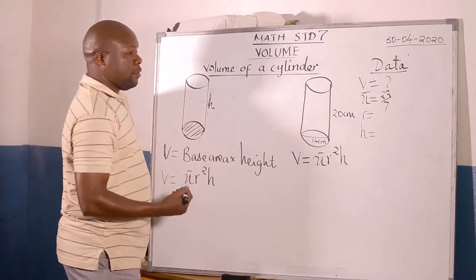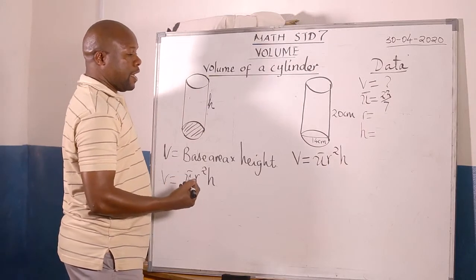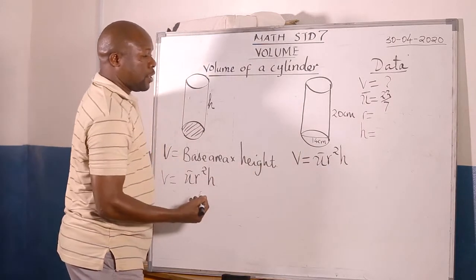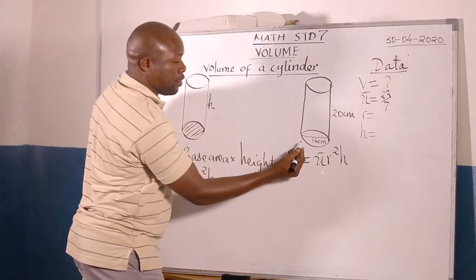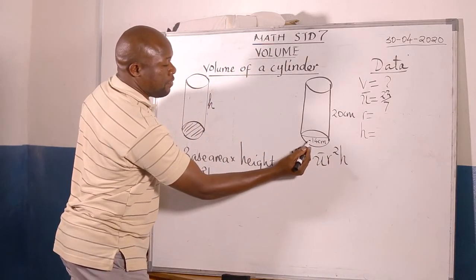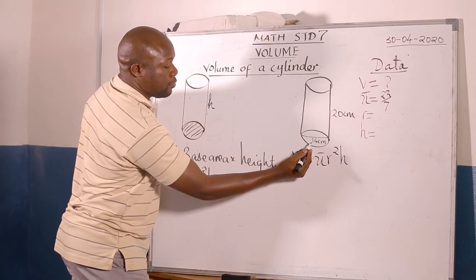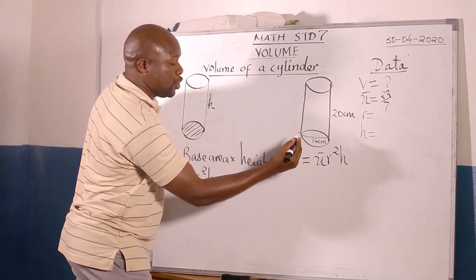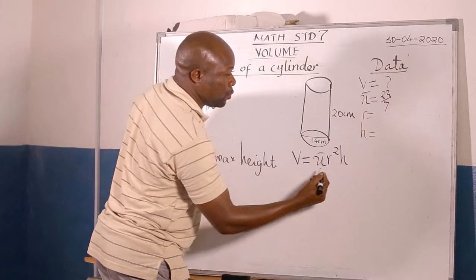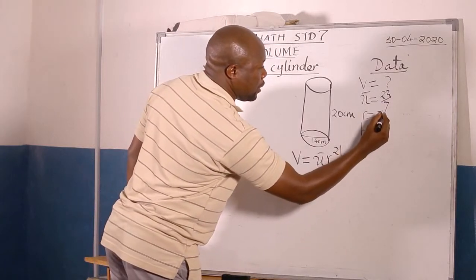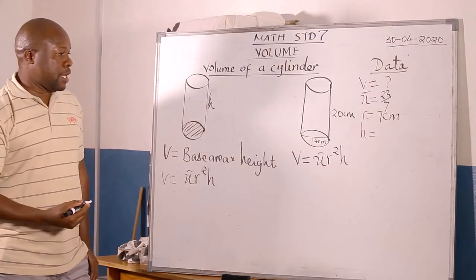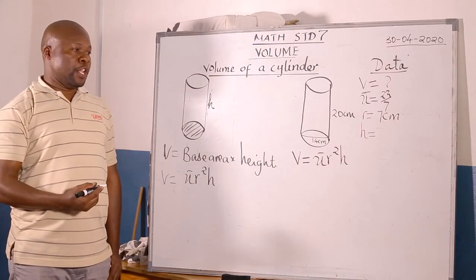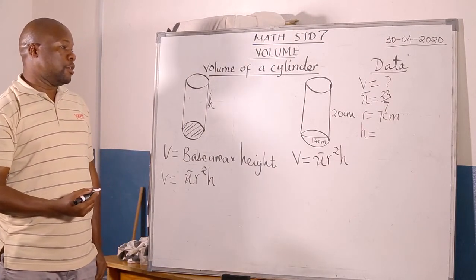What is the radius of our cylinder? That is, what is the radius of our circular shape? The radius of our circular shape is going to be got by dividing the 14, which is the diameter, by 2. When we divide 14 by 2, we shall get 7 centimeters. So 7 centimeters is the radius of our circle.